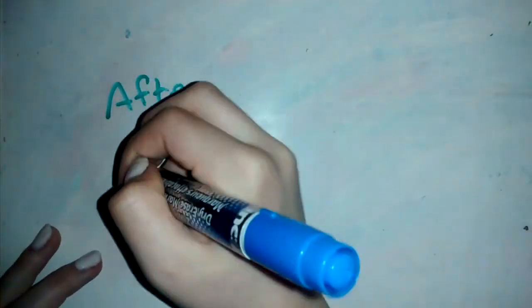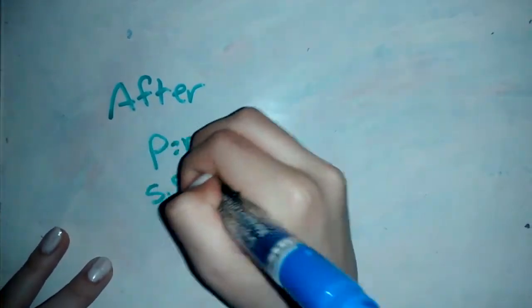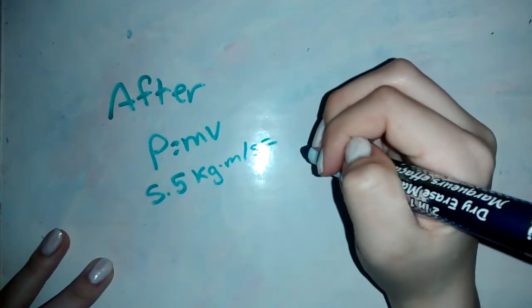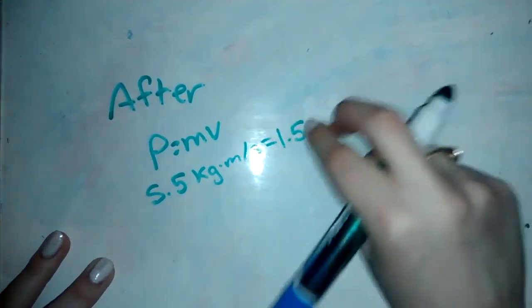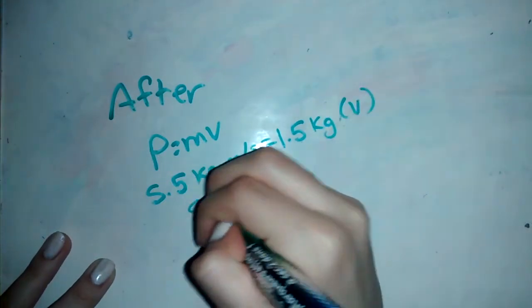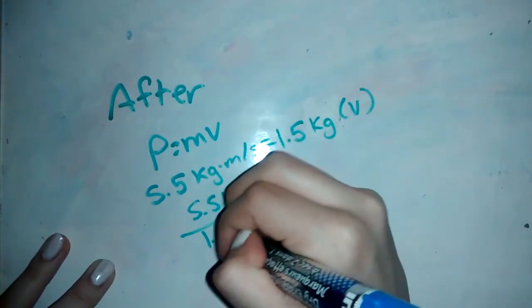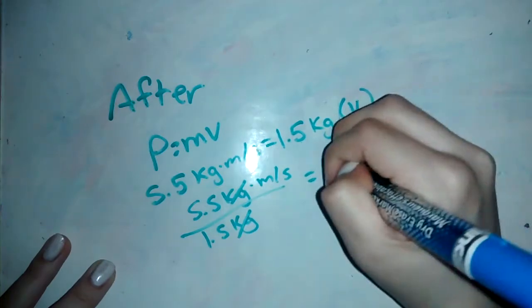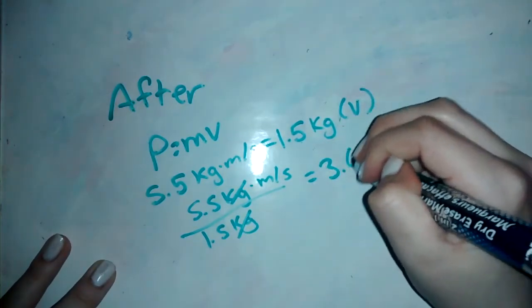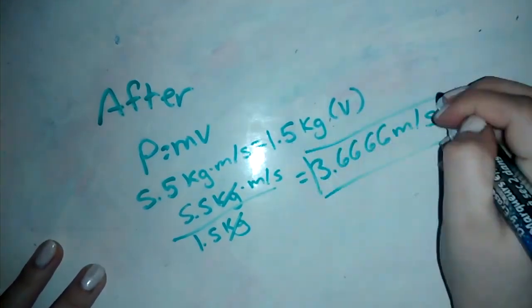Now, after the collision, we consider both toys one object because in this specific situation, they're traveling attached to each other and at the same speed. The total momentum will be 5.5 kilograms meters per second. The total mass will be 0.5 kilograms, the mass of the car, plus 1 kilogram, the mass of the train, so 1.5. If we rearrange, we can calculate that the speed of the joint body after the collision is around 3.7 meters per second.